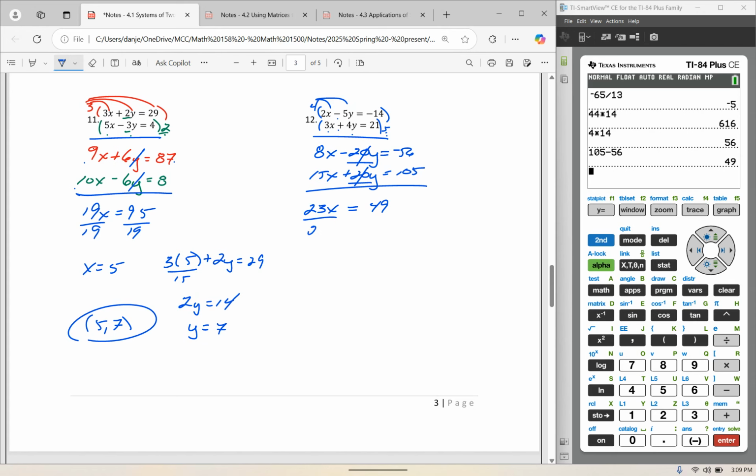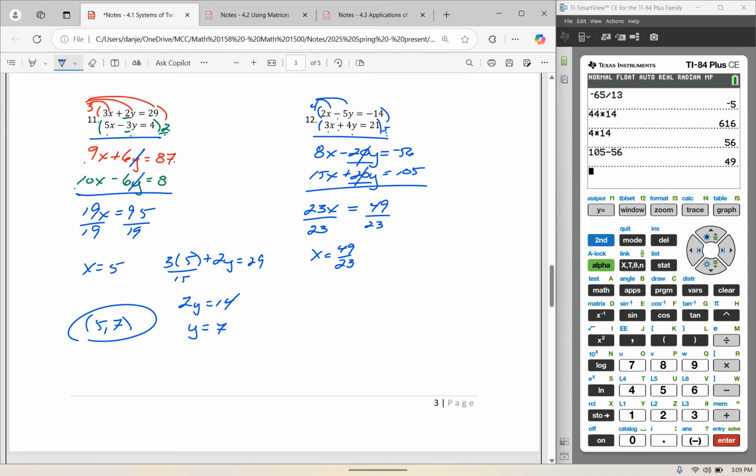So then I divide both sides by 23, and x is 49 over 23. I could use that fraction to go solve for y.